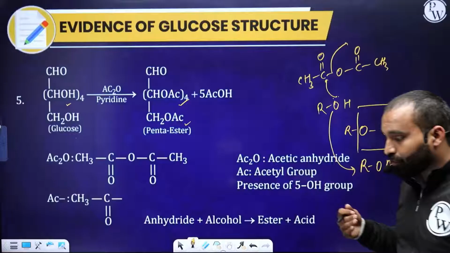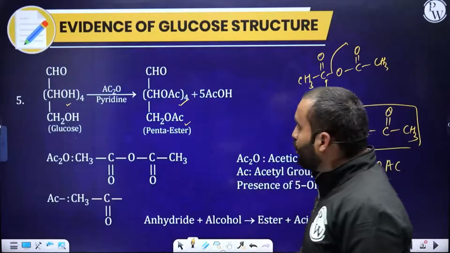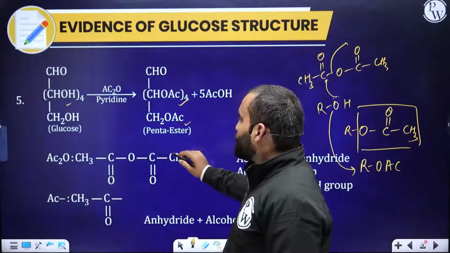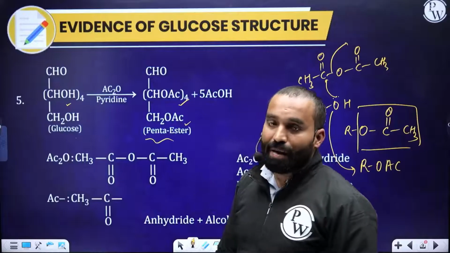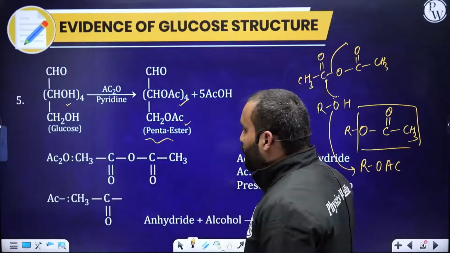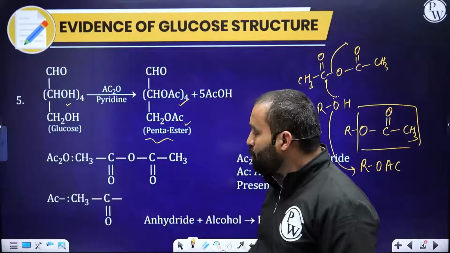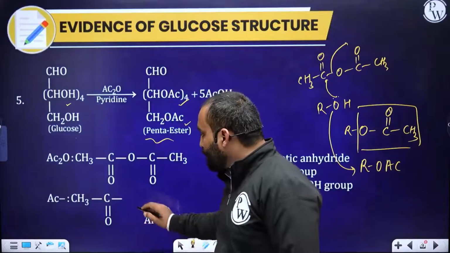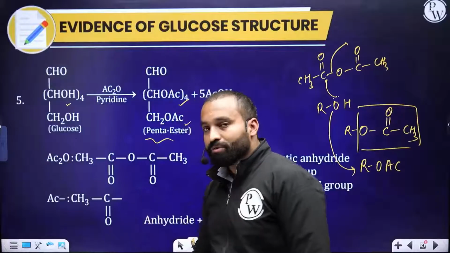They are fragnating compounds. So all of these are obtained. So what's the product? Pentaester. Why pentaester? Because there are 5 OH groups present. Okay. This is the structure of Ac2O. This is the structure of Ac. If I connect oxygen over here, it becomes AcO.